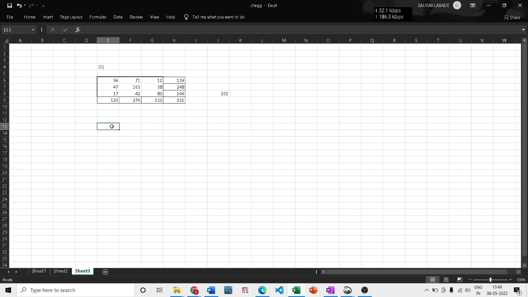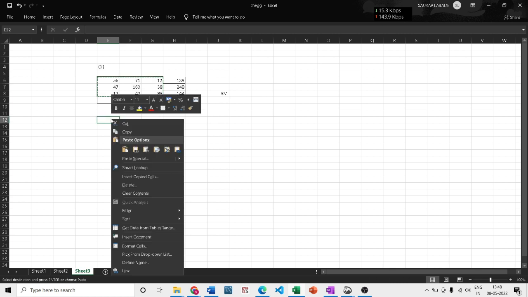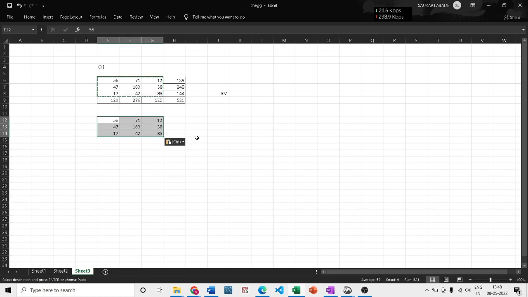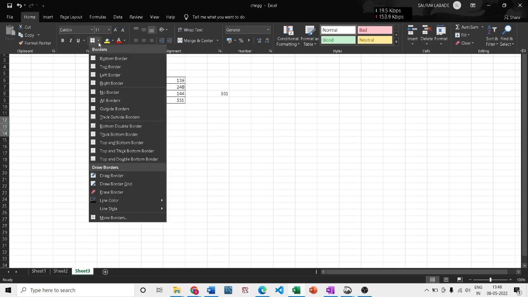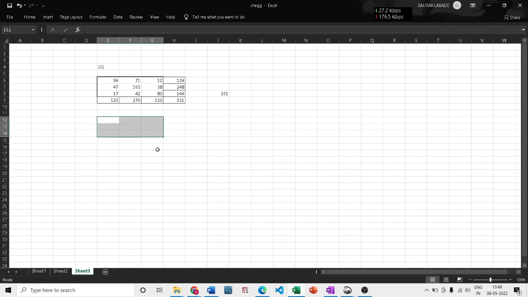Now how to find the expected frequencies? Here I just want a thick outside border. Okay. Yes, so this will be what then? So how to find it? It will be equals to this number multiplied by this number divided by the total. Enter, right? And similarly you will get all of them, right?